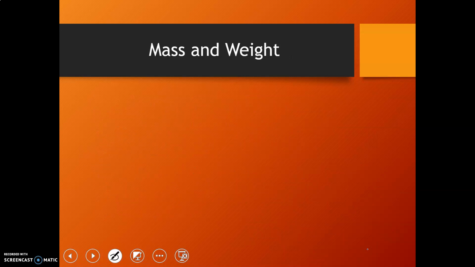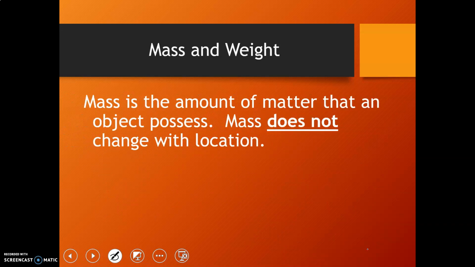All right, let's talk about mass and weight. So mass is the amount of matter that an object possesses. I think everyone knows that definition by now. Mass does not change with location. And what I mean by that is your mass does not change. If you were hypothetically going to travel from the Earth to the Moon to Jupiter to Mars and back to Earth, your mass would be the same number value in every single location that you travel to.